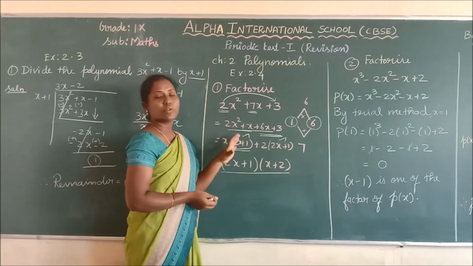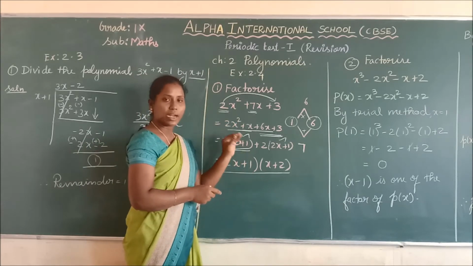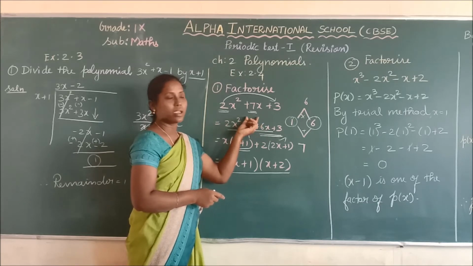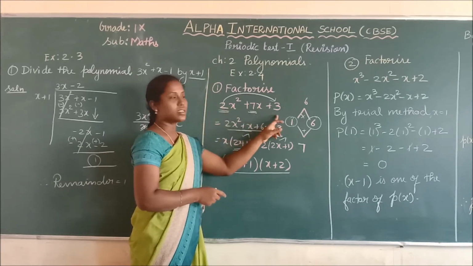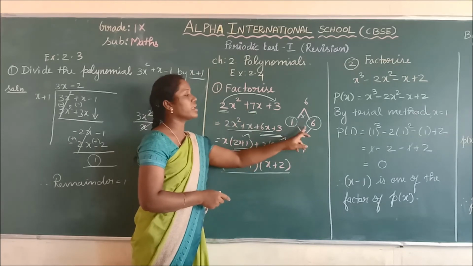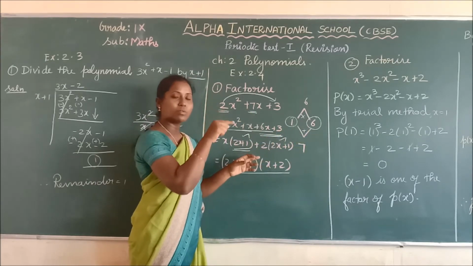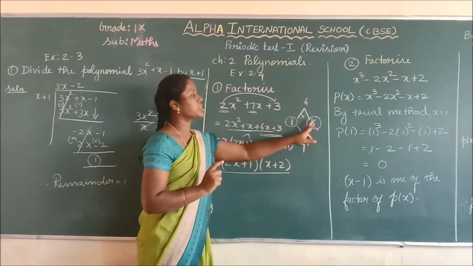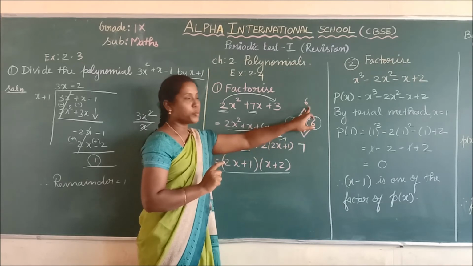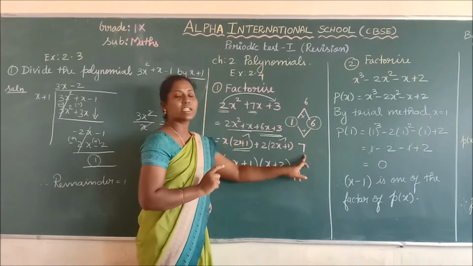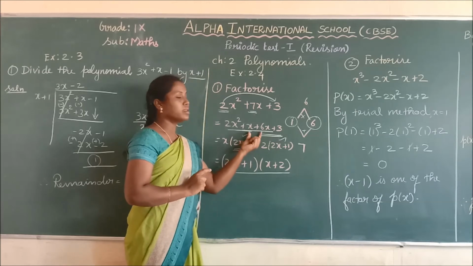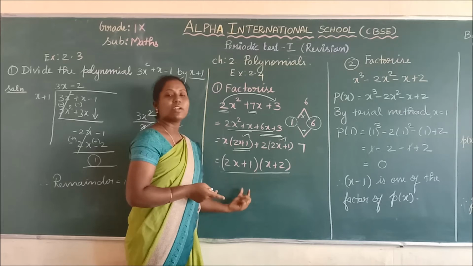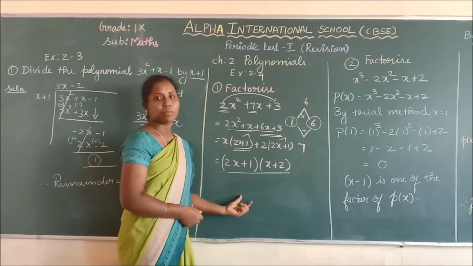So children, in exercise 2.4, whatever quadratic polynomial is given to factorize, just use the splitting the middle term method. Multiply the coefficient of x square with the constant term and take the middle term. You can use the prime factorization method also. Choose two numbers so that if you multiply, it gives the product, and if you add, you get the middle term. Substitute the numbers and split the middle term, take the common factor out and find the factors of the quadratic polynomial.